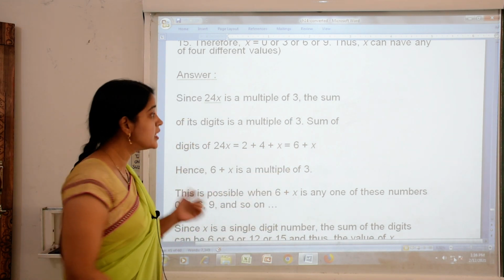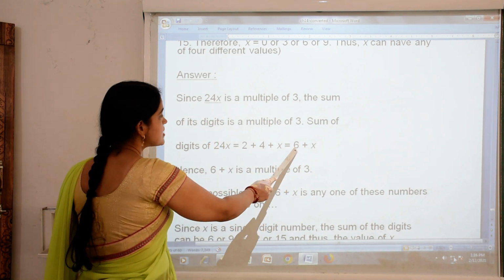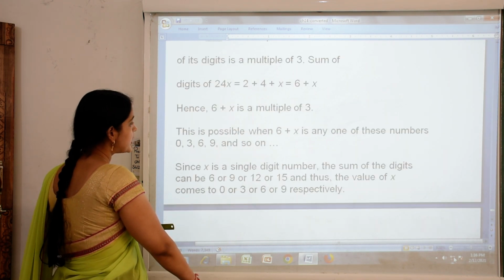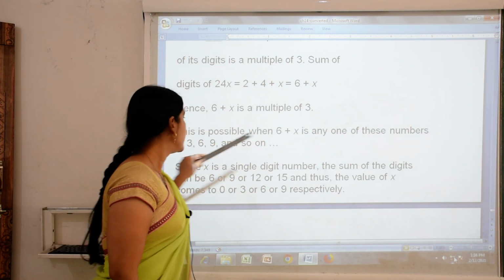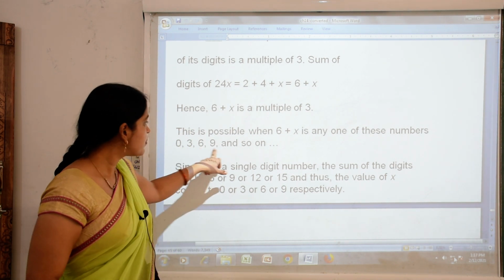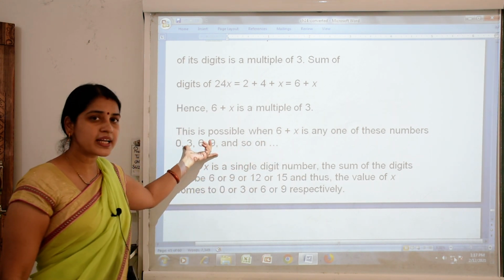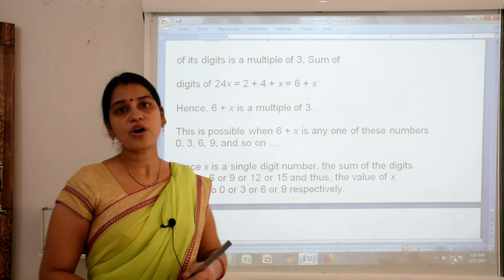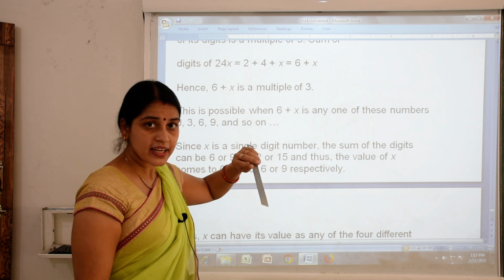Now we take its sum. So the sum of the digits is 2 plus 4 plus x. That means 6 plus x is a multiple of 3. अब 6 plus x क्या है? 3 का multiple है. It means this is possible only when 6 plus x equals 0, 3, 6, 9 and so on. If these numbers come after adding 6 plus x, then the given number is a multiple of 3, because these 3, 6, 9 are all multiples of 3. Since x is a single digit number, अब x क्या है? एक single digit number है.